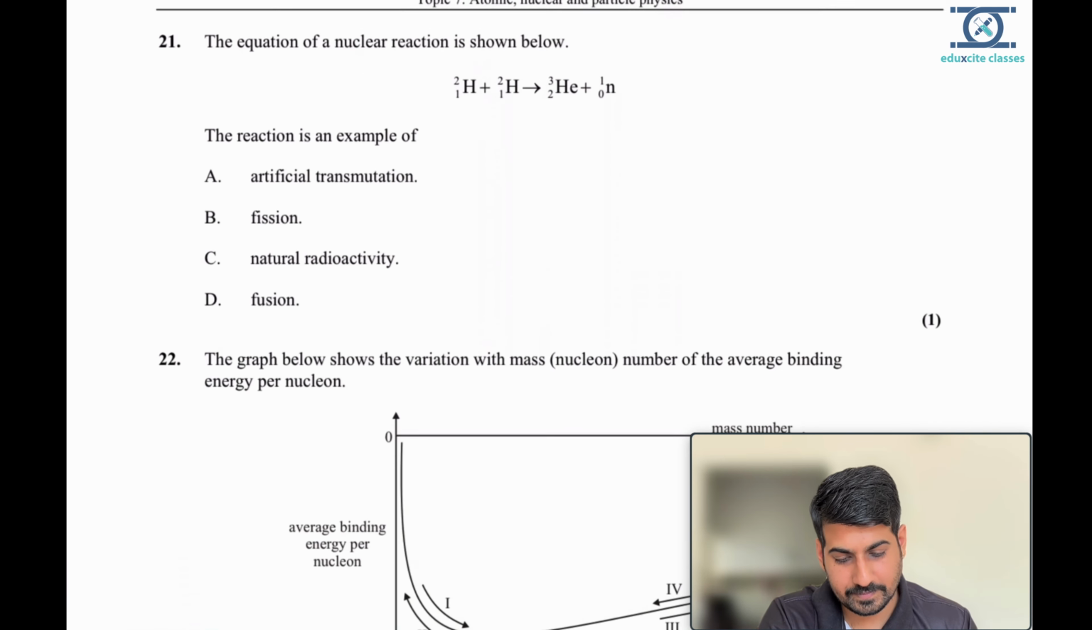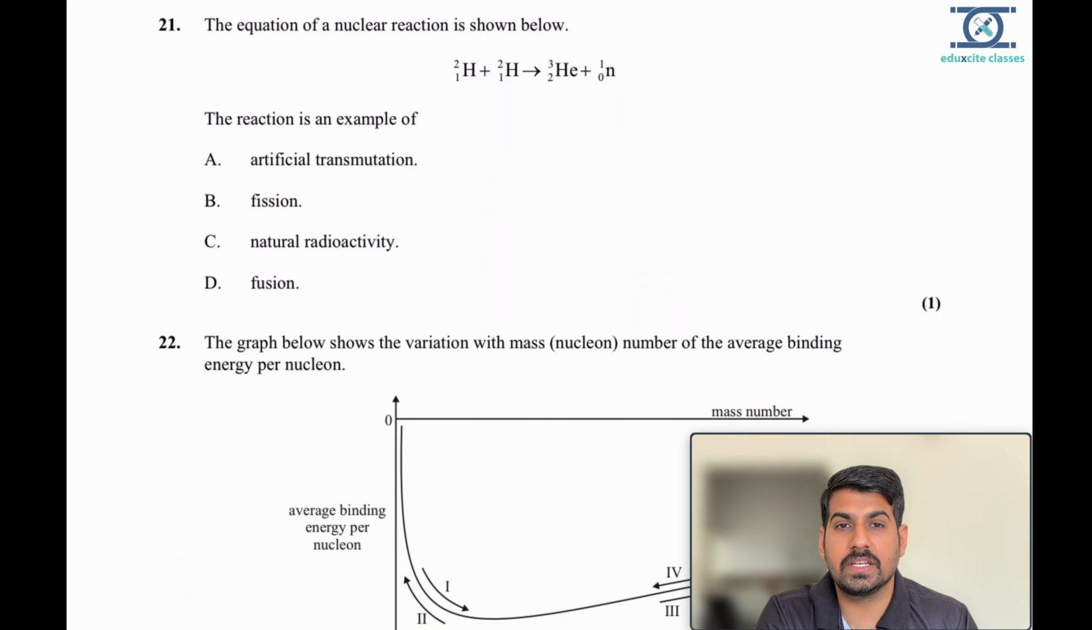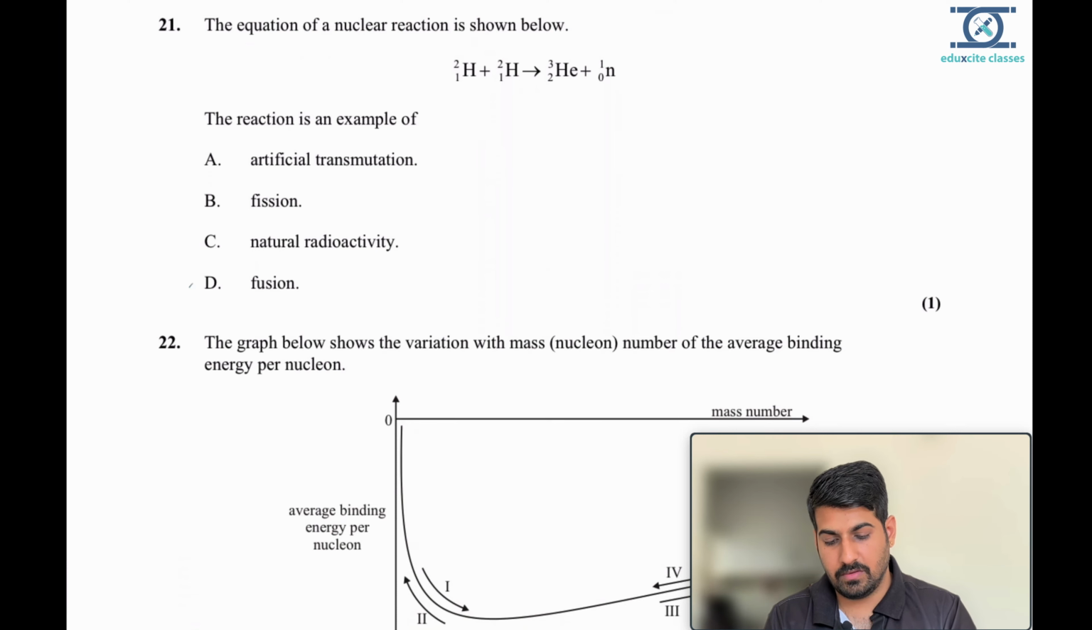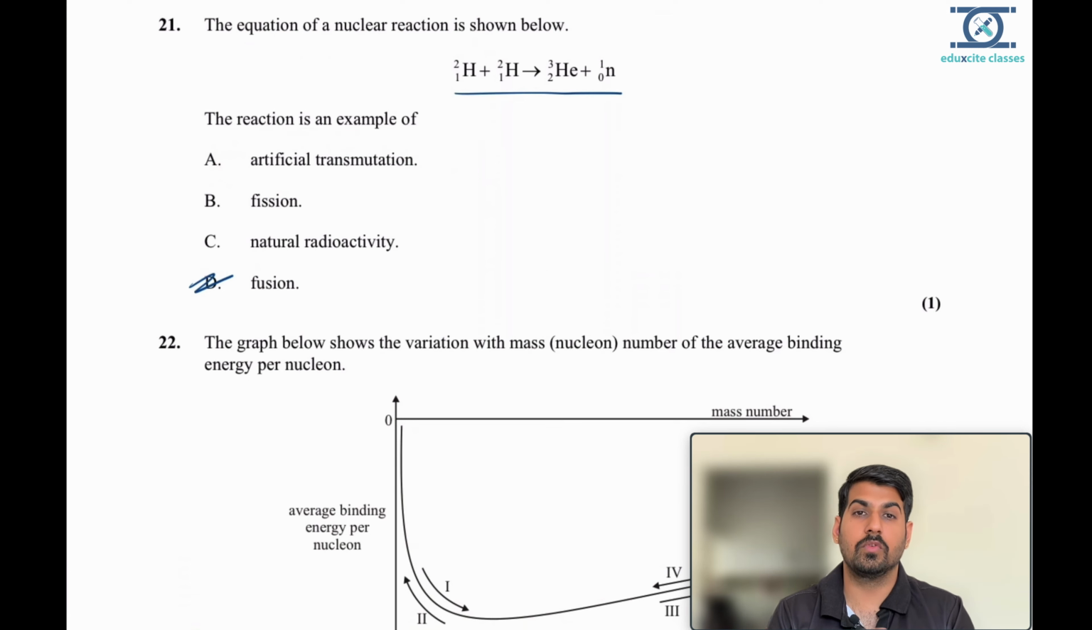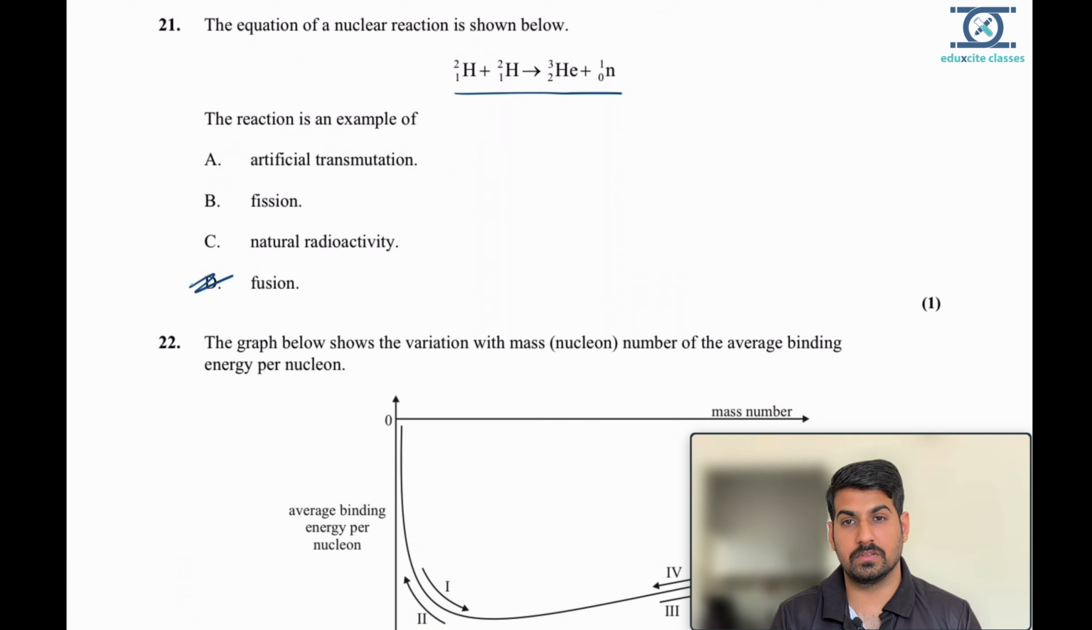Now question number 21. So you can see there are two hydrogen nuclei fused together to form helium with the emission of a neutron. So it is nothing but fusion only. It is not an artificial transmutation, because it is natural and it takes place on the surface of the sun also. So it is not artificial, but it is a nuclear fusion only.